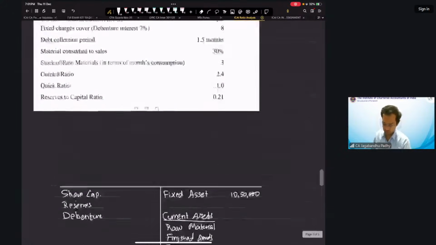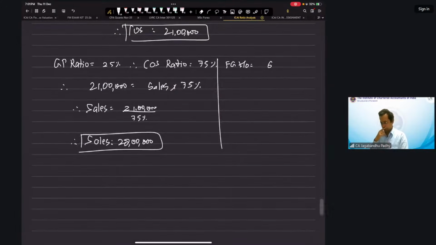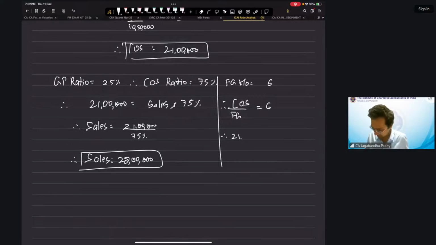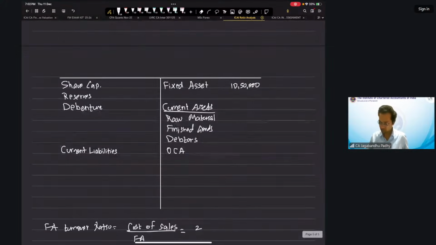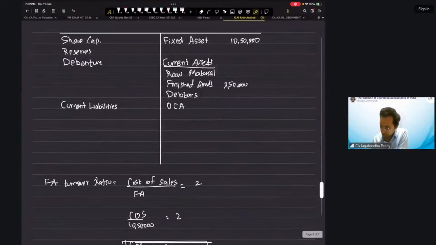Finished goods turnover ratio is 6. And therefore, cost of sales upon finished goods is 6. So cost of sales is 21 lakhs. So 21 lakh divided by finished goods is 6. And therefore, finished goods is 3 lakh 50,000. So we got the value of finished goods as 3 lakh 50,000. Right.